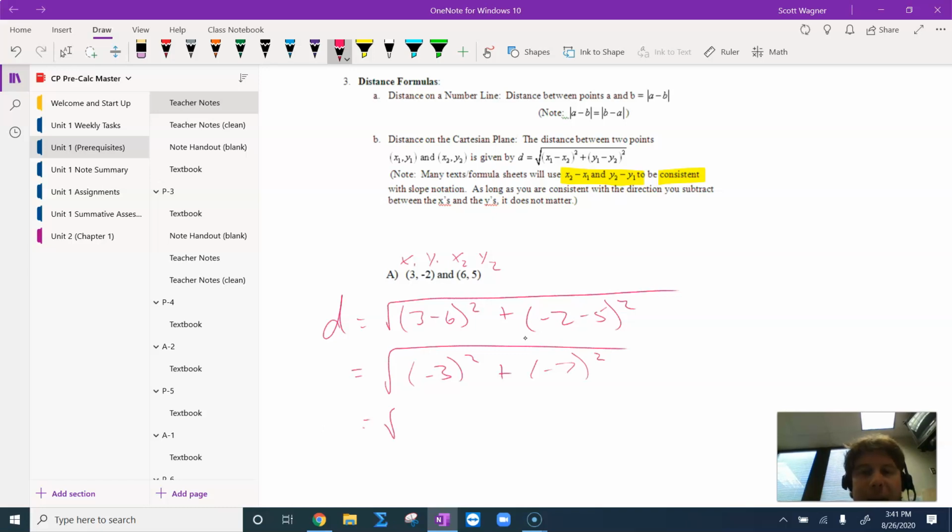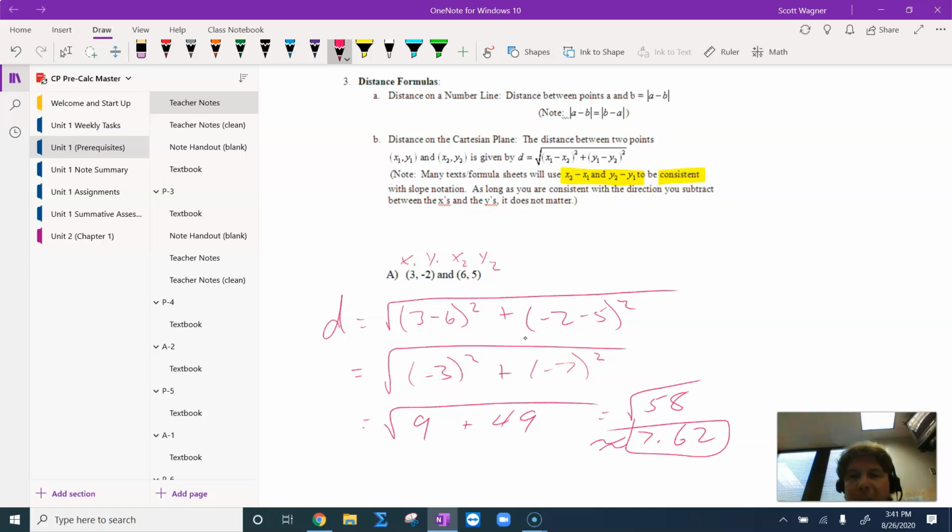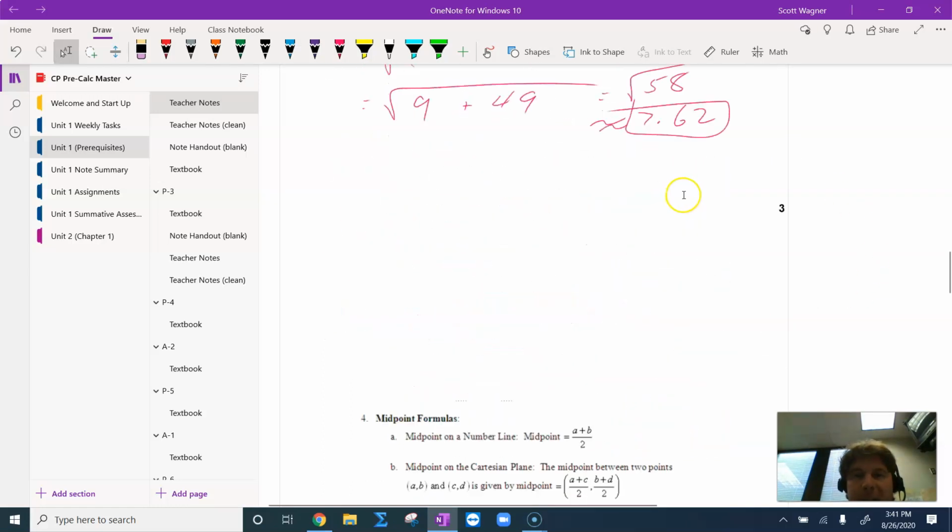A negative 3 squared, that's going to become a positive 9. Notice it's a positive 9. They will always be positive in this case because you're squaring. A negative 7 squared is a positive 49. If you add 9 and 49, you get 58. And the square root of 58, if you want to round that, is approximately 7.62, in that ballpark. Or you could also simplify if you wanted to, or leave it as an exact answer.